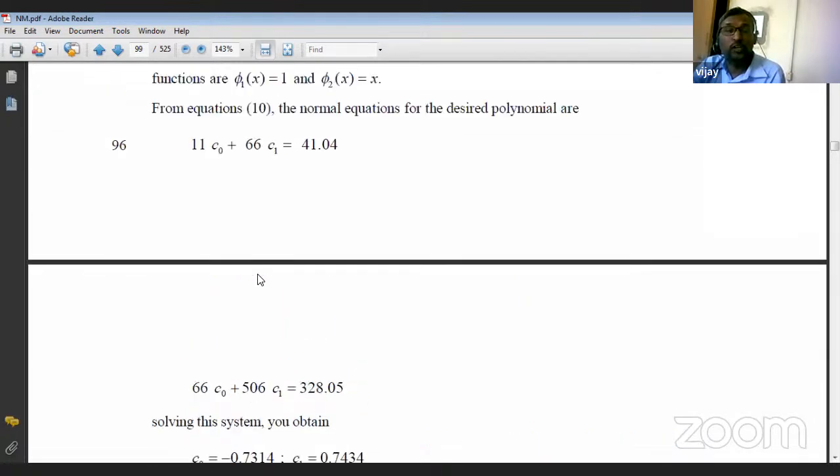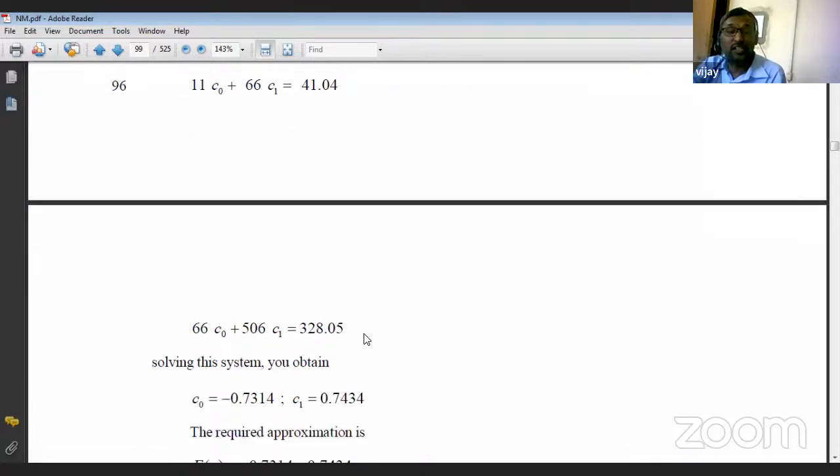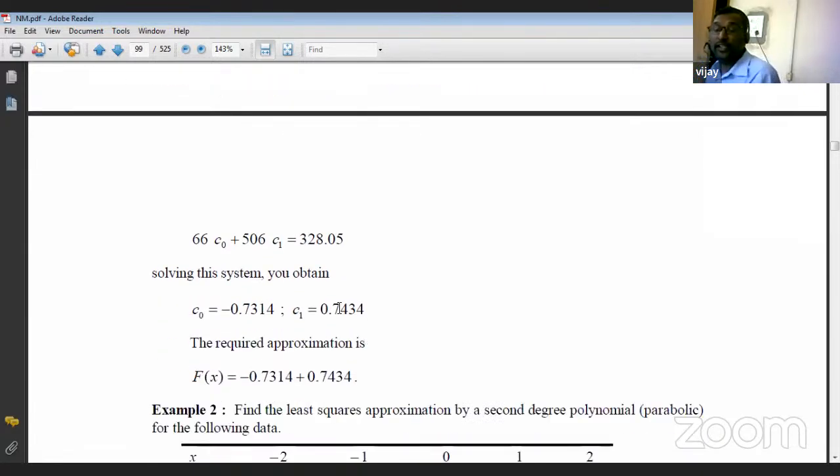I'm solving these two equations: 11 C0 plus 66 C1 equals 41.04, and 66 C0 plus the sum of x squared times C1 equals 328. Solving these two equations, we get the values C0 equal to minus 0.7314 and C1 equal to 0.7434. So the required f of x is equal to minus 0.7314 plus 0.7434x. These C0 and C1 values I am writing here.